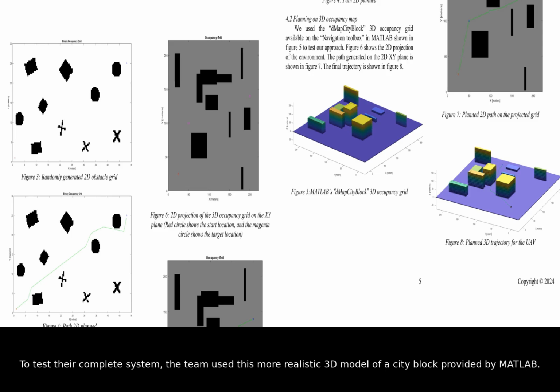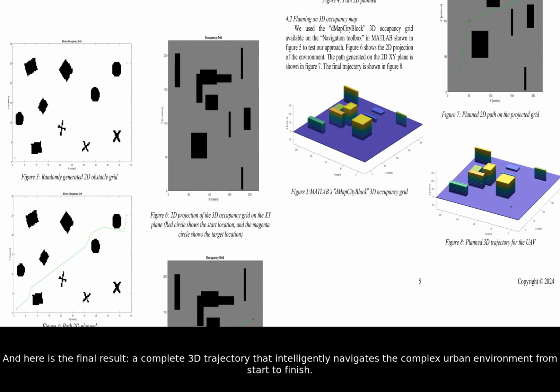To test their complete system, the team used this more realistic 3D model of a city block provided by MATLAB. You can see how they first projected this 3D world onto a 2D map, creating a simplified view of the environment. Then, they ran their 2D path planner on that map to generate the ground route. And here is the final result: a complete 3D trajectory that intelligently navigates the complex urban environment from start to finish.